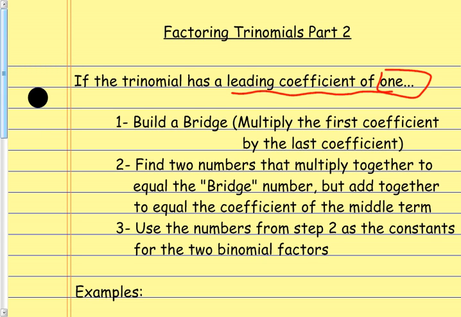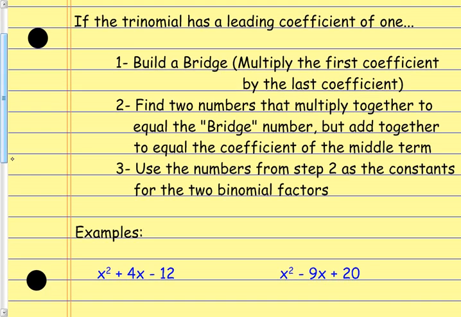Okay, very important here. If we have a leading coefficient of 1, we're going to start off the same way we did when we were doing our factoring by grouping. We build a bridge. Again, that's just a phrase to remind us: multiply the first coefficient by the last coefficient. Okay, then we're going to find two numbers that multiply to the bridge but add to the middle coefficient, just like we did when we were factoring by grouping.